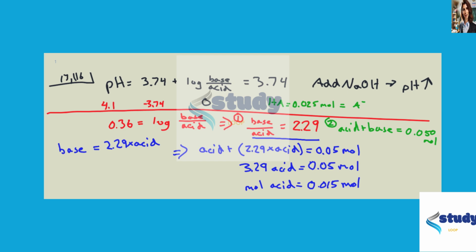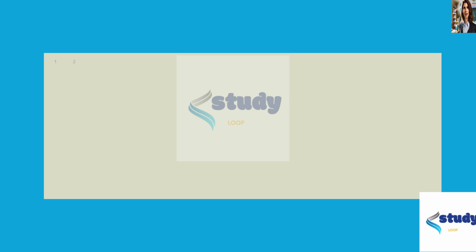And so we can plug this into our first equation, where we have base divided by 0.015 is equal to 2.29. This tells us that base is equal to 0.035 moles. So let me open up a page to finish this problem, keeping in mind these numbers.